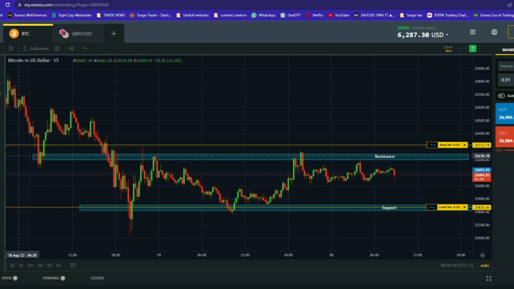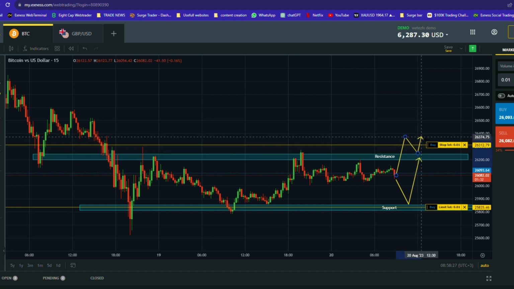Now let me draw some scenarios here. For example, if you're targeting price to come to this point and go back up, it means you will place a buy limit here. But if you're targeting price to break resistance and come back to retest along the support, it means in this scenario here in blue, you will place a buy stop. If price breaks and retests, you just place a buy stop above. If it continues, your order will be filled even if you're not there on the market. So that is the difference between buy limit and buy stop.